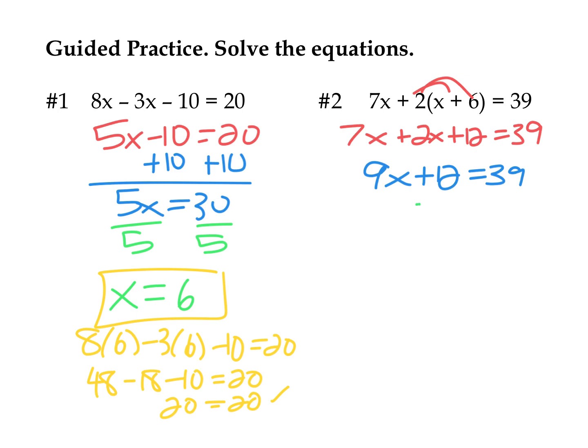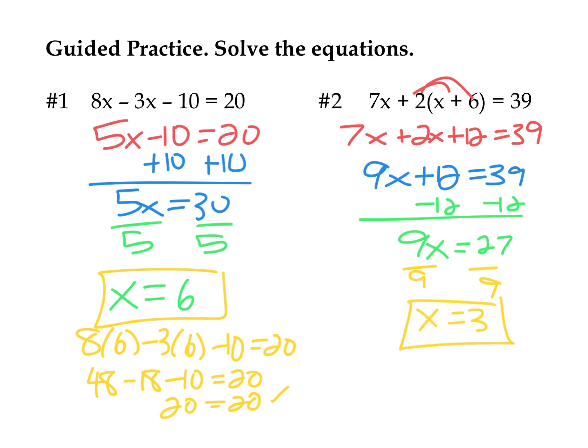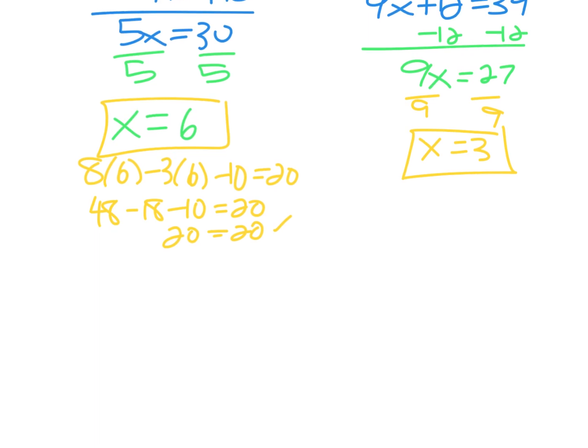And then when I subtract the 12 on both sides, I get 9x equals 27. Divide by 9, and I get x equals 3. And again, we should check that back in the original equation. I'll let you go through the process of checking just for ease of time here. We're not going to check every one of these. But x equals 3 would be the correct solution.